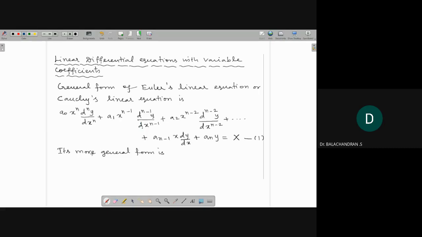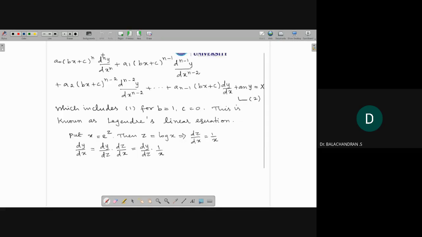So there is a more general form of this equation. It is a naught into bx plus c whole power n into d power n y by dx power n, plus a1 into bx plus c whole power n minus 1 into d power n minus 1 y by dx power n minus 1, and so on, plus a n minus 1 into bx plus c into dy by dx, plus a n into y equal to the right hand side function X.